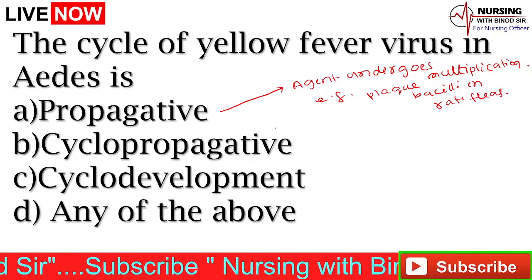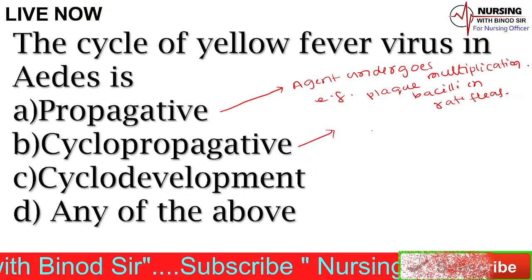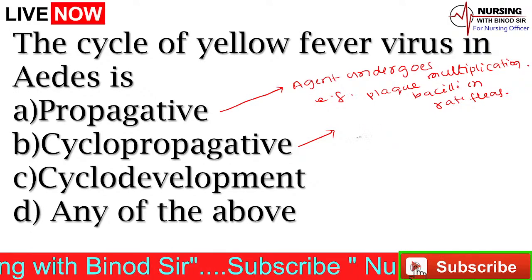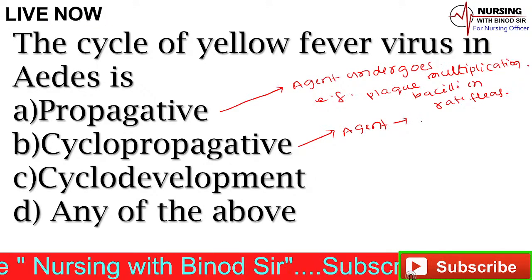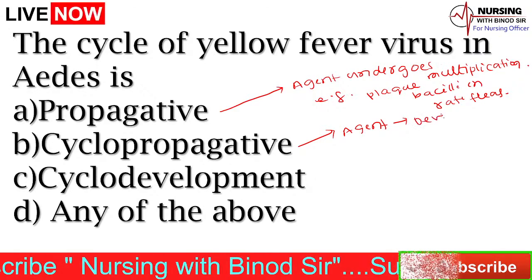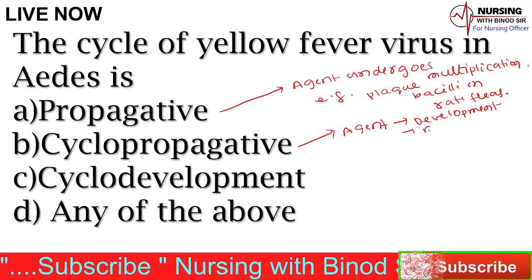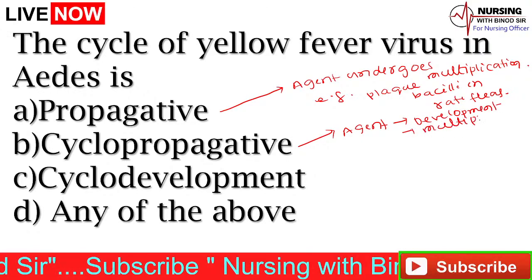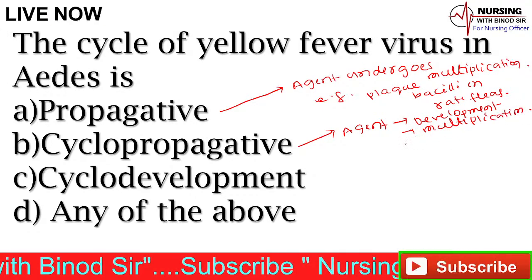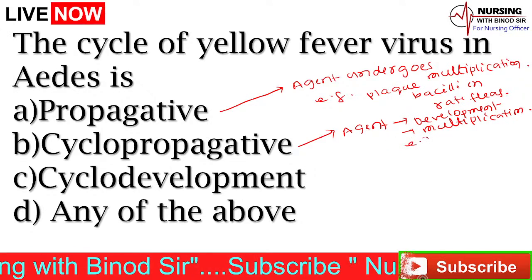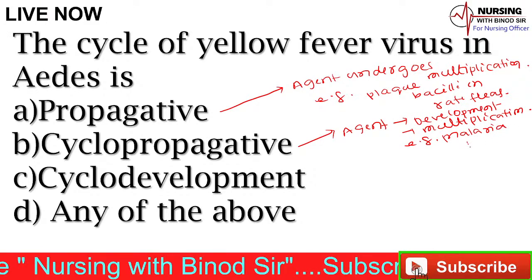Now we'll come back to the cyclopropagative. In cyclopropagative, the agent undergoes both development and multiplication. You have to remember this one. For example, the malaria parasite. You all have to remember this one.